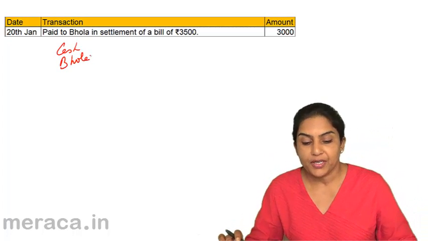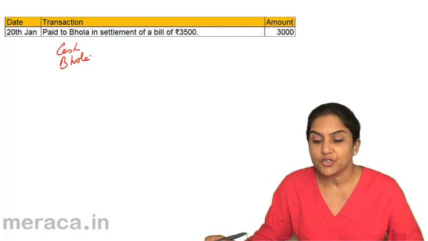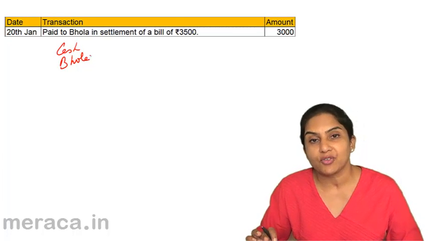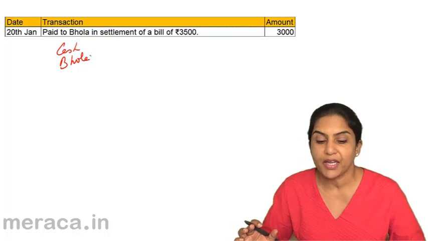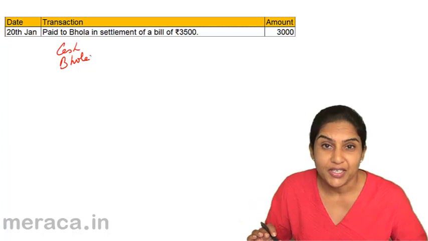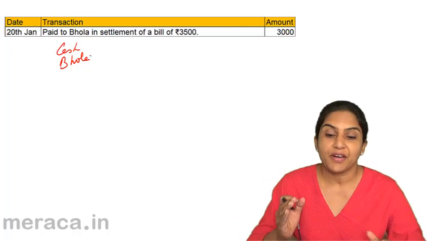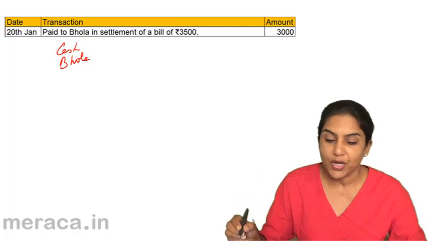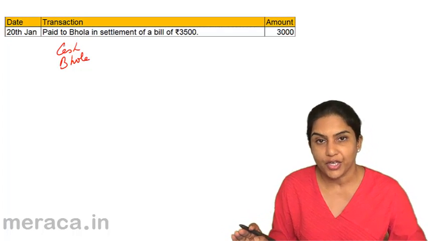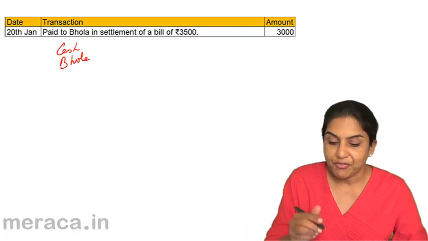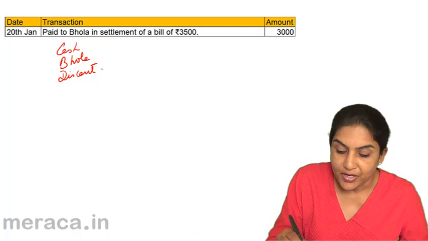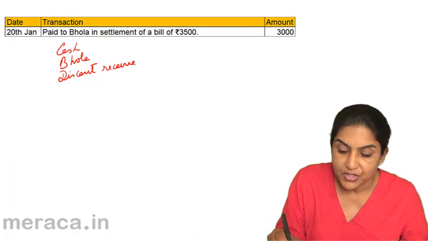But if you notice, the amount of cash you are paying is only 3,000, but Bhola's account is going to be settled for 3,500. So what happens to the remaining 500? We assume he is giving us some kind of a discount. A huge discount of 500 is being given to us. We are paying Bhola 3,000 rupees, but Bhola's account for 3,500 is going to be settled. Therefore, that 500 is a profit for us, a gain for us. It's called discount received.